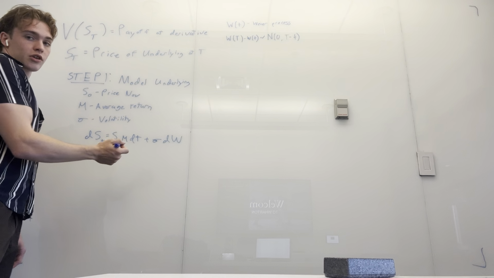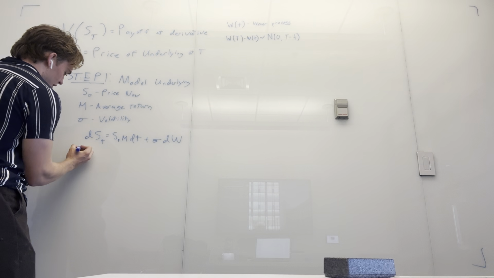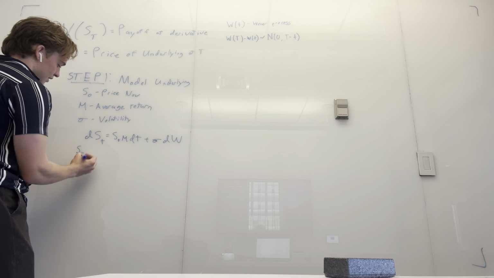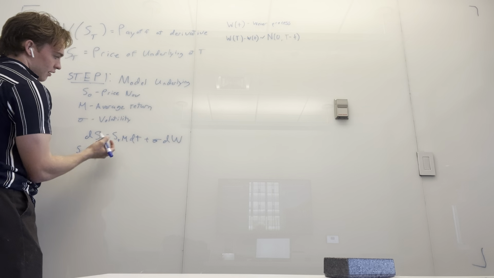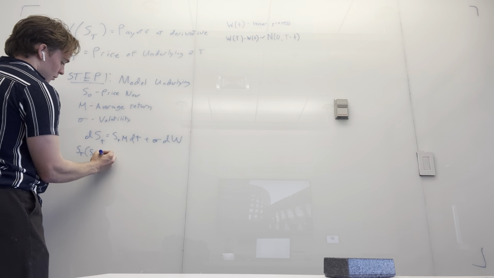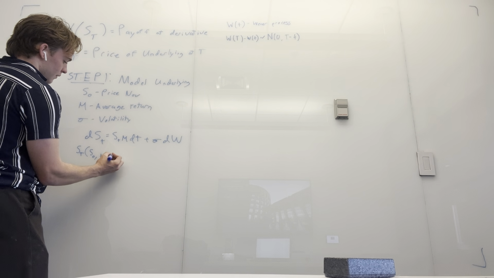And what are we trying to get out of this? Well, we're basically trying to get some formula for S_T as a function of S_0 and the things we know. I mean, we know mu and we know sigma.